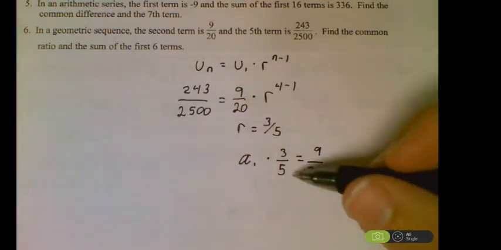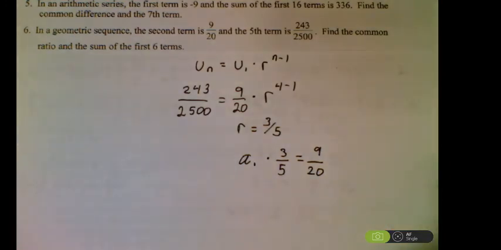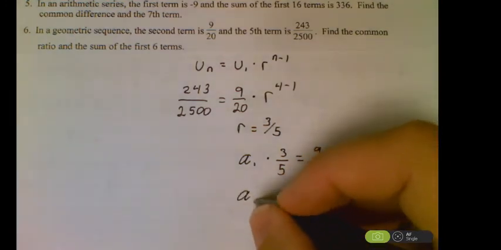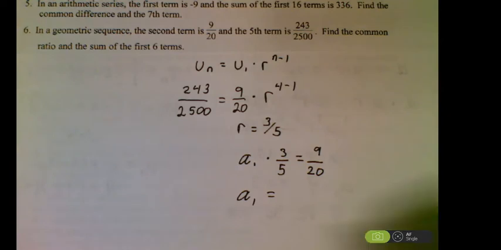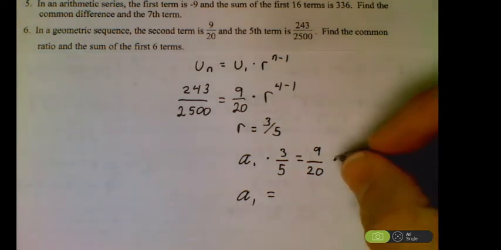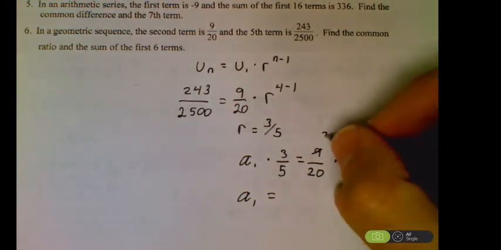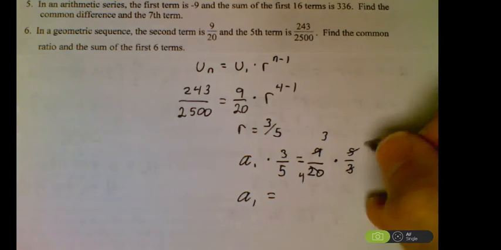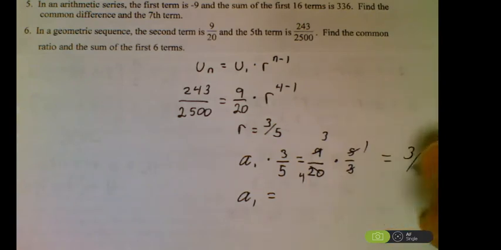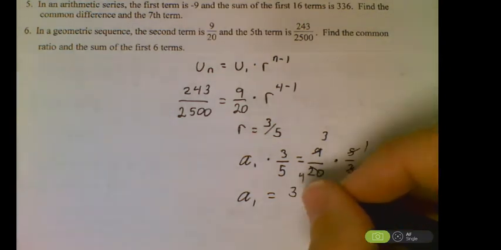So if I multiply by the reciprocal of that over to the other side, we can get our first term, which is what we need in order to do this last part of the problem. So multiplying by 5/3 over to the other side will help us get there nice and quick. So looks like 3/4 for our first term.